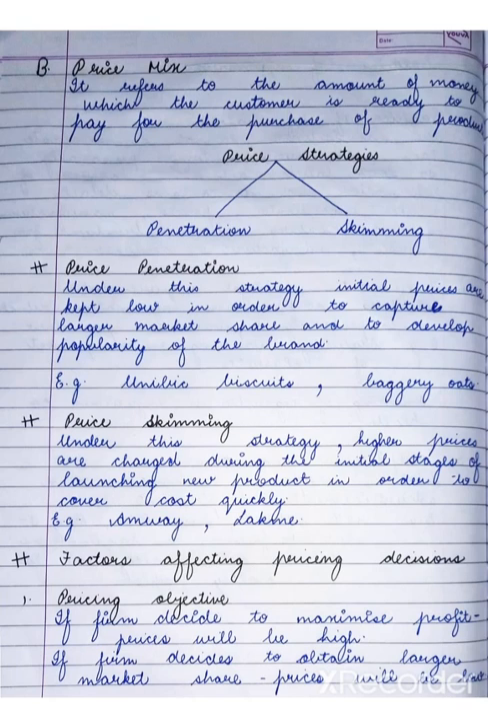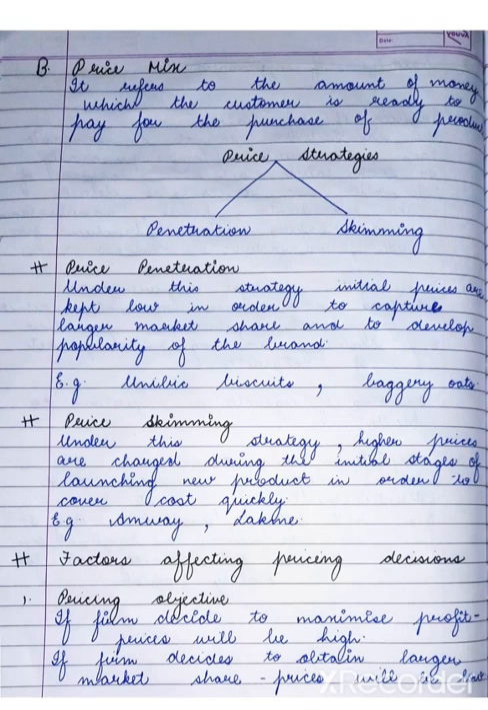Price penetration means whenever we keep the prices of the product very low in order to capture the market and increase the popularity of the brand, it is known as price penetration strategy. But whenever we keep the prices of the product high in the initial stages only, in order to cover up the cost and to increase the profit, that particular strategy is known as price skimming strategy.